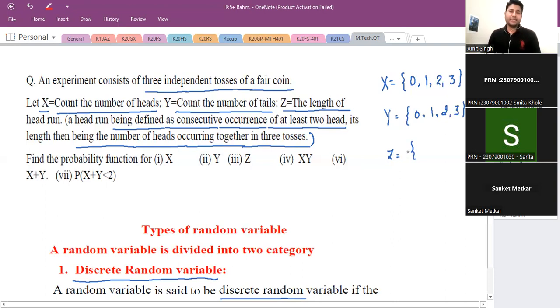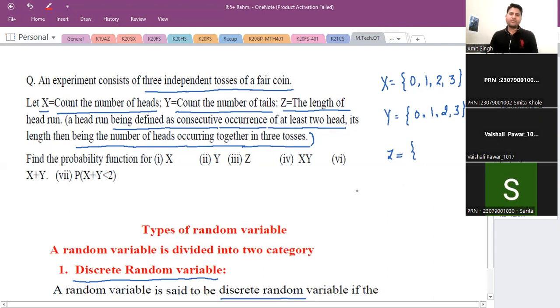So these are the values of the random variables x and y. Now we will decide the values of z also. z is a head run length. What do we mean by head run? A head run is a consecutive occurrence of at least 2 heads. Then the length is the number of heads occurring together in the 3 tosses. So what can be the possible values of z? Okay, let us see what it exactly is.